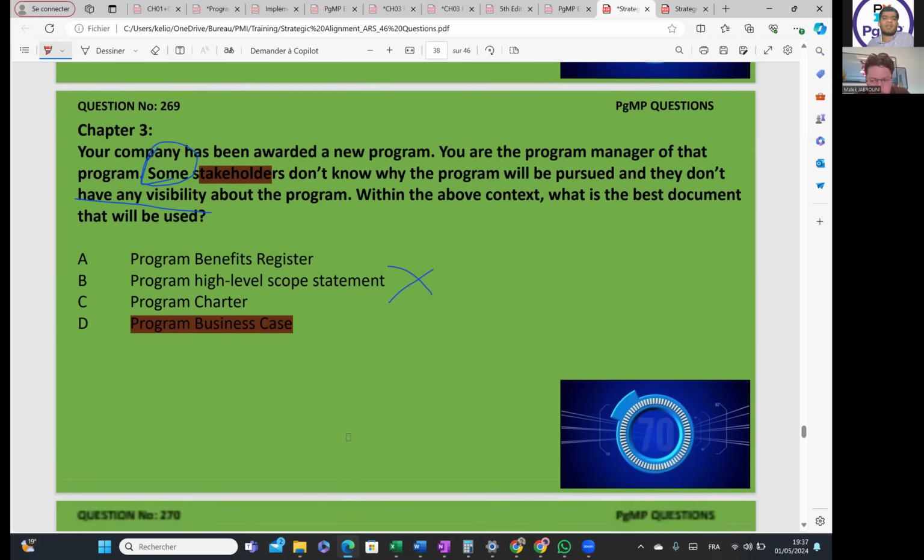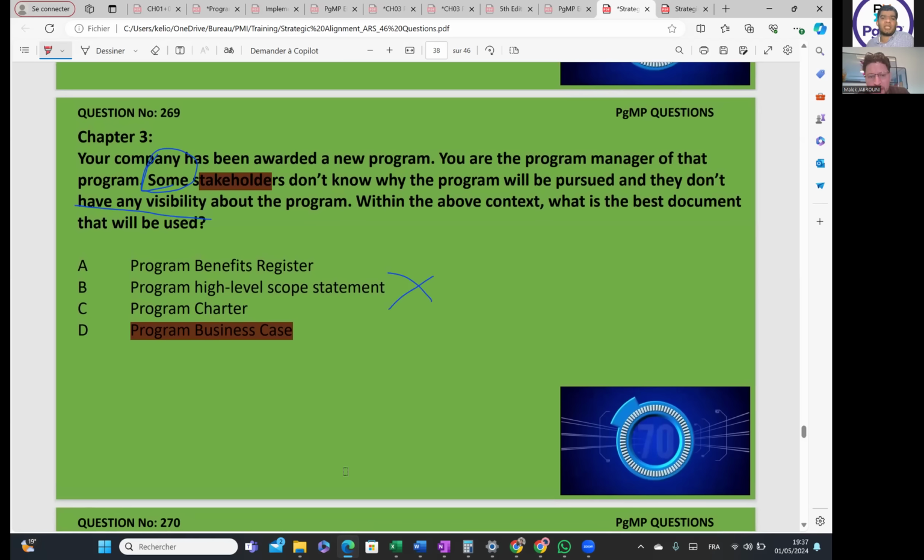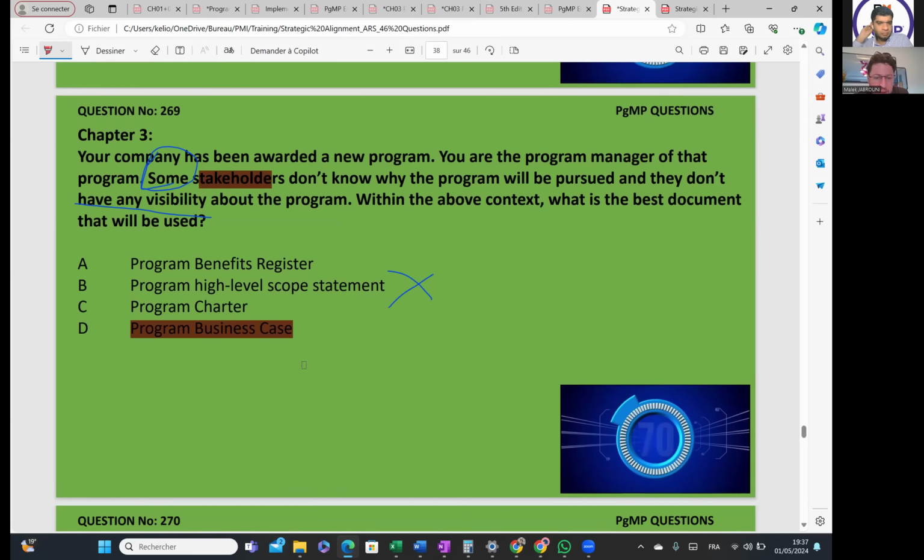However, if it clearly says key stakeholders, the key stakeholder doesn't know why the program will be pursued, the answer is the business case. If it says the key stakeholder doesn't know what are the benefits that will be achieved from this program, that will be the benefit register. If it says the key stakeholder doesn't know the vision and mission of the program, or what will be the major components of your program, then the charter is the answer. Charter, yes, okay. Very clear.